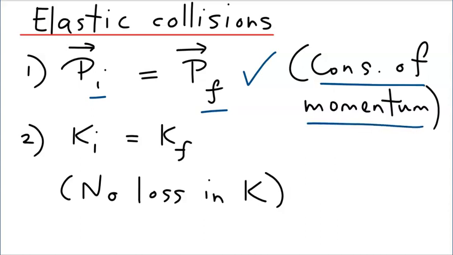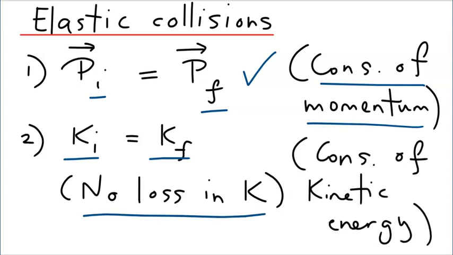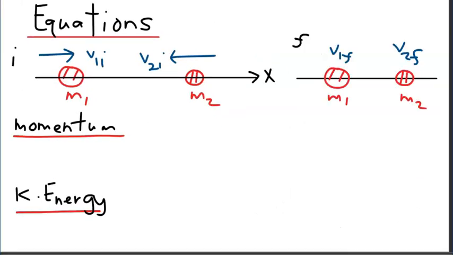Another quantity that is conserved in elastic collisions is kinetic energy. So kinetic energy before the collision is the same as the kinetic energy after the collision of the system, representing no loss in kinetic energy during collision. So for elastic collisions, conservation of kinetic energy applies as well. So let's apply conservation of momentum and conservation of kinetic energy to a typical elastic collision.